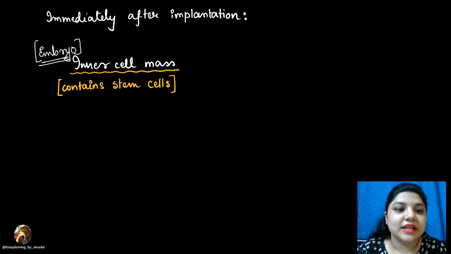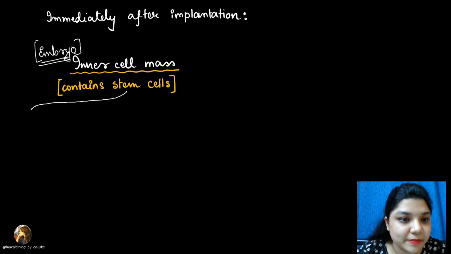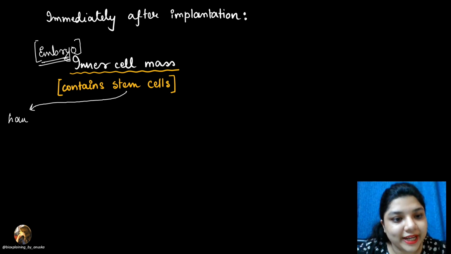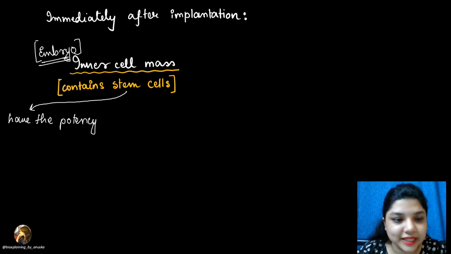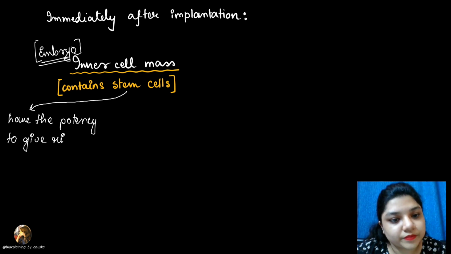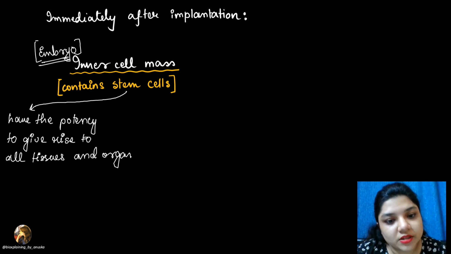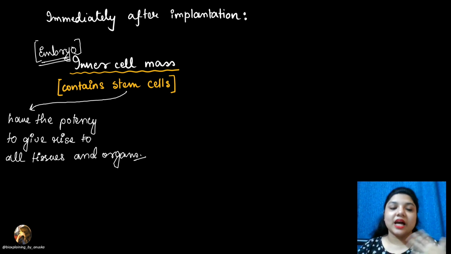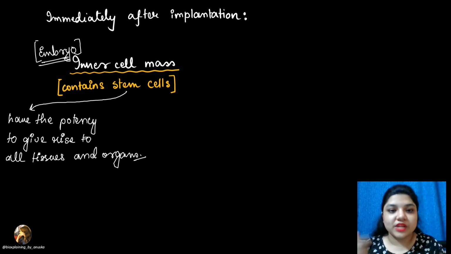What do we call these? These are stem cells. So what are the stem cells basically? The stem cells have the potency, potency means basically ability, to give rise to all tissues and organs. All tissues and organs. Fine. The stem cells, what are they? They have the potency or ability to give rise to all tissues and organs.